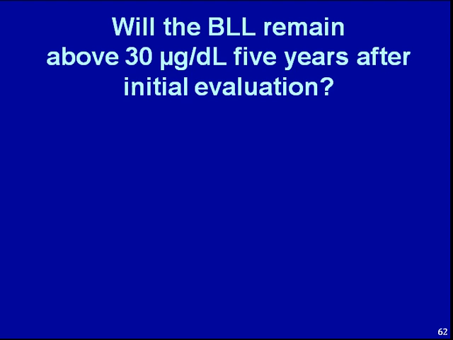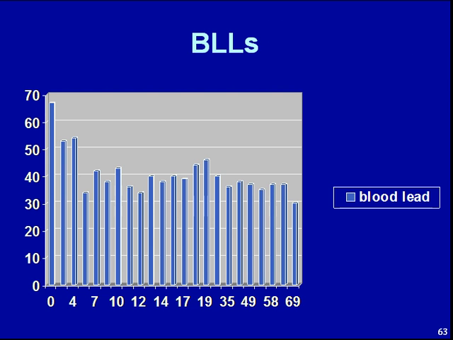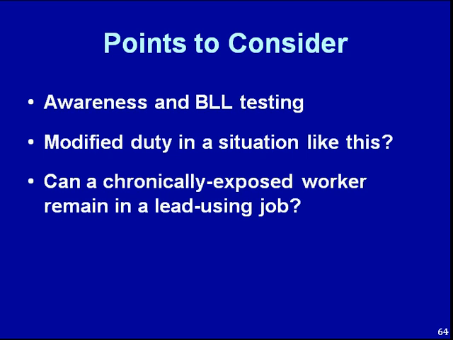So I asked the question here, will his level remain above 35 years after initial evaluation? And unfortunately, the answer is yes. On the y-axis here is his blood lead levels in micrograms per deciliter, and then along the x-axis is the months since his first blood lead level. And you can see going out to almost 6 years here, his levels are still basically fluctuating around in the 30s. And again, this is a pattern that we've seen repeated several times with workers with this sort of exposure history.